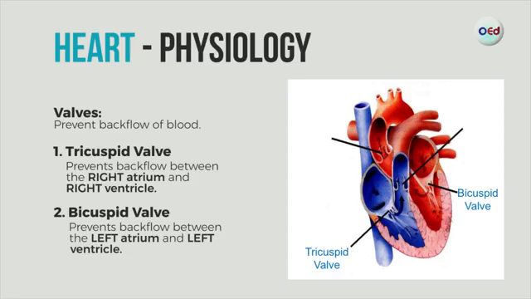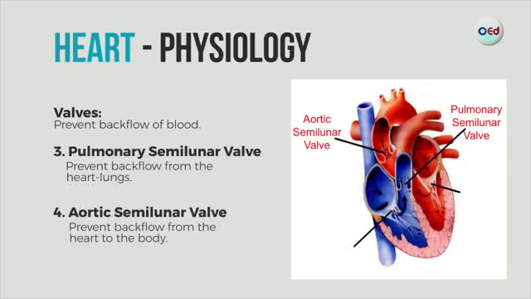The 2 valves located between the atria and the ventricles are called the tricuspid and bicuspid valve. The tricuspid valve is responsible for preventing the backflow of blood between the right atrium and the right ventricle, while the bicuspid valve prevents the backflow of blood between the left atrium and the left ventricle. Another valve of the heart is the pulmonary semilunar valve. This valve is responsible for preventing the backflow of blood between the heart and the lungs.